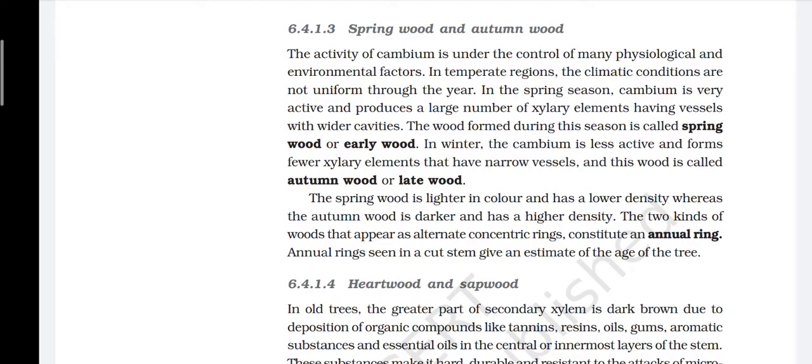In winter, the cambium is less active and forms fewer xylem elements that have narrow vessels. This wood is called autumn wood or late wood. The spring wood is lighter in color and has a lower density, whereas the autumn wood is darker and has a higher density. The two kinds of wood that appear as alternate concentric rings constitute an annual ring. Annual rings seen in a cut stem give an estimate of the age of the tree.